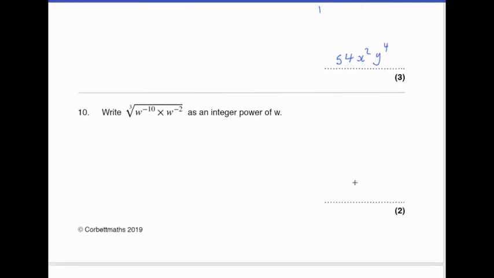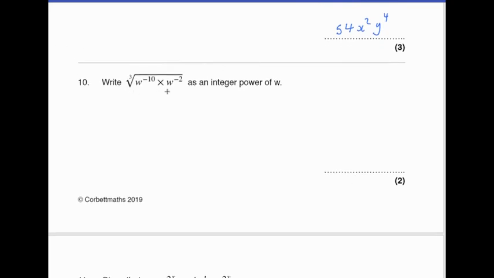Okay, next we have, write the cube root of w to the minus 10 times w to the minus 2 as an integer power of w. Well, firstly, let's simplify what's underneath the cube root. So the cube root, w to the power of minus 10 plus minus 2, you're adding because we're multiplying, so we add the indices. That's going to be w to the power of minus 12.